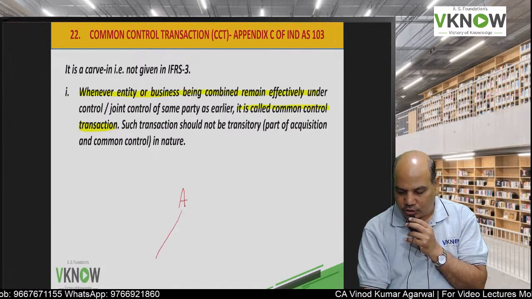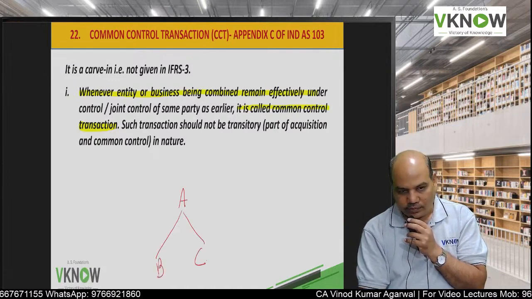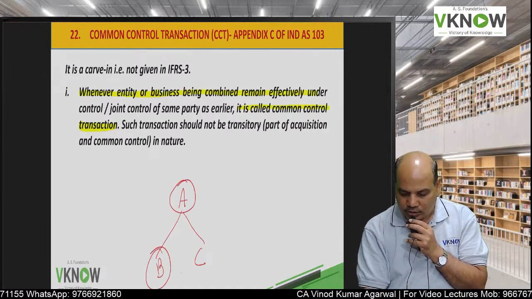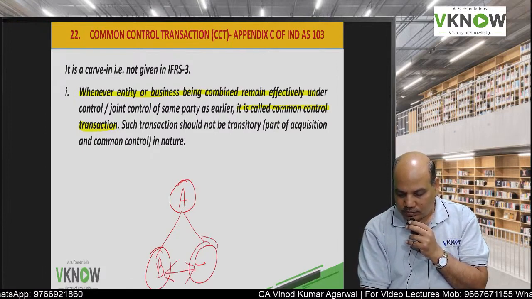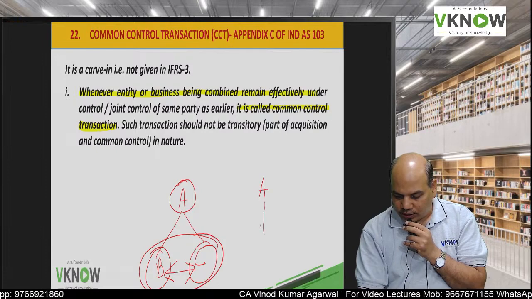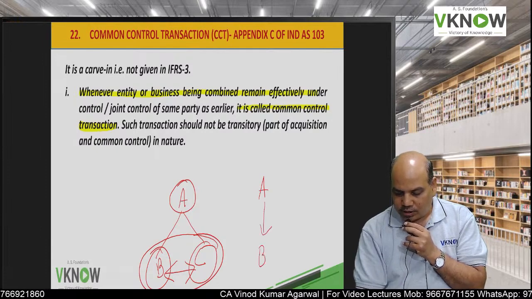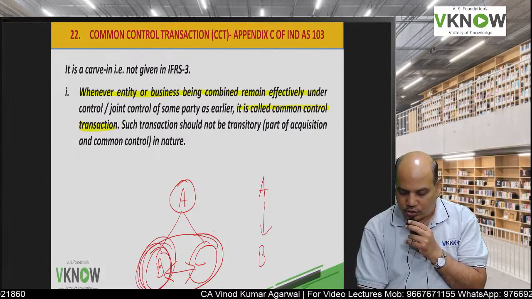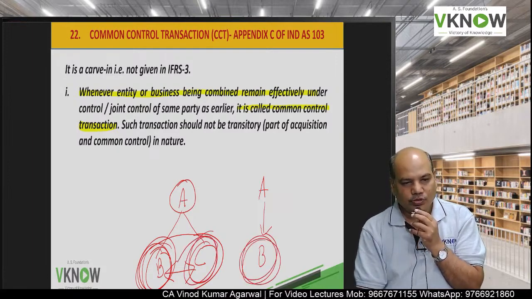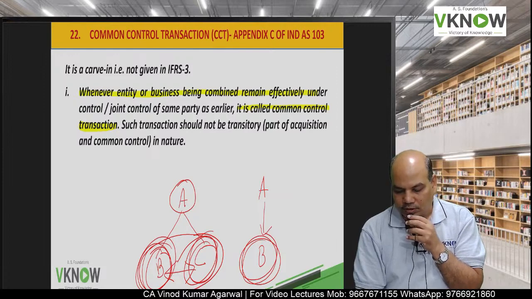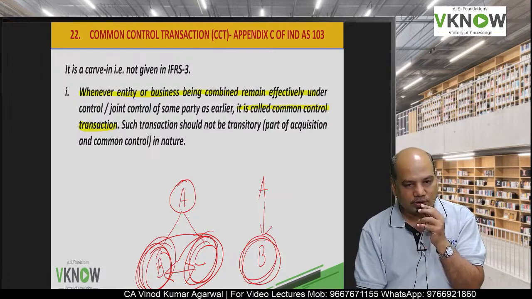So if A has got two subsidiaries B and C, A is controlling B and C. Suppose they merge B and C. Now they will have two entities, A and B. But earlier A was controlling A, B and C. Now it is controlling B. So the same resources are controlled by A. This is called a common control transaction.